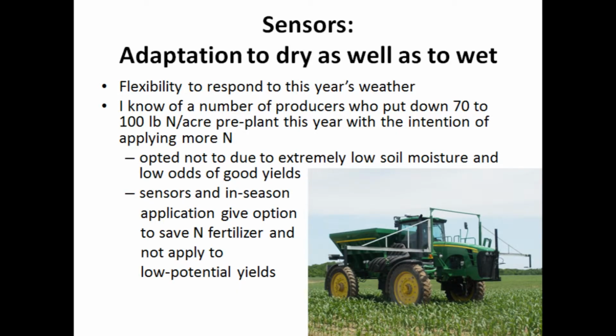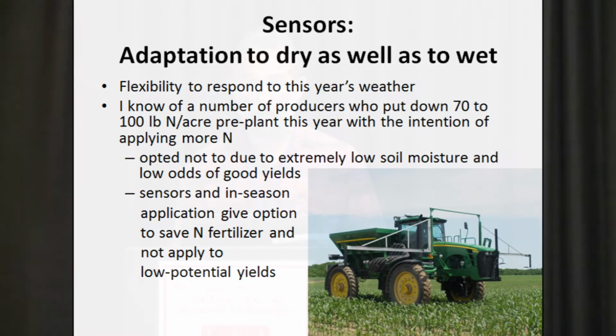What about dry years? I happen to know that there were a number of people who were all planning on in-season application. There are more and more of these high-clearance spinners that can put on nitrogen later, and a number of people who were planning on using those opted out. This particular machine in the picture does have sensors mounted on the front of it. It can cover a lot of acres fast, and it also gives people an option to pull the plug and not put the nitrogen on, not spend that money, and not put that nitrogen at risk in years when the odds that it's going to pay off are low.